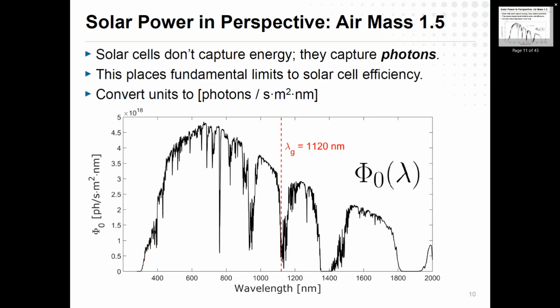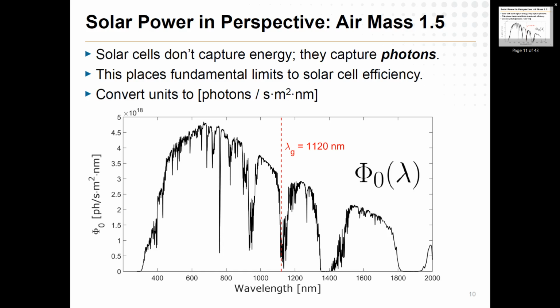So now we have to shift gears a little bit because a solar cell doesn't exactly capture energy per se. A better way to think of it is it captures photons. And it has a very distinct cutoff where any photon that doesn't have enough energy to meet the band gap will not be absorbed in your solar cell. Energy is inversely proportional to wavelength, and silicon has a band gap of about 1.1 electron volts, give or take. So you convert that into wavelength, and it's right here around 1120 nanometers.